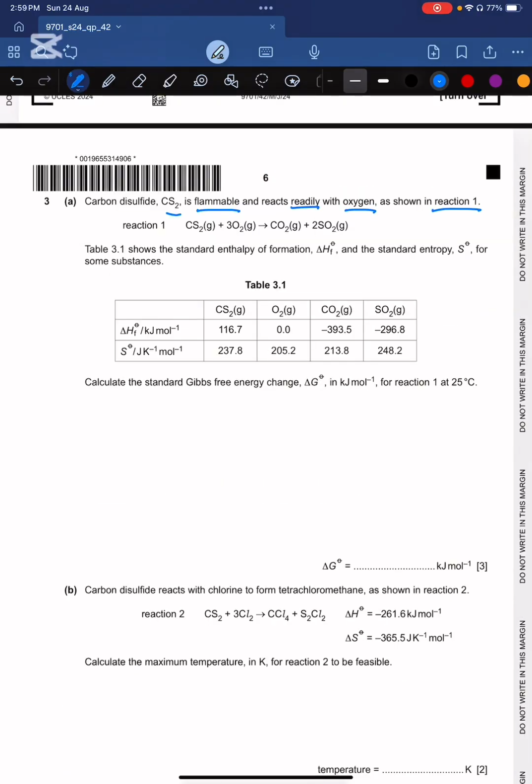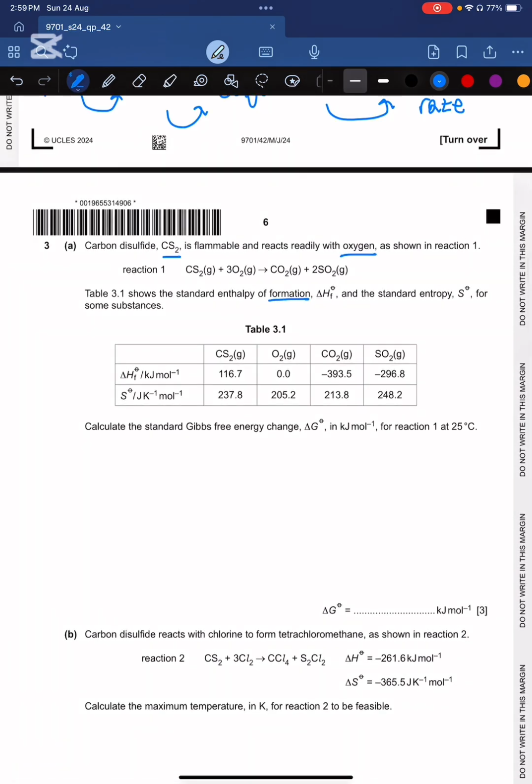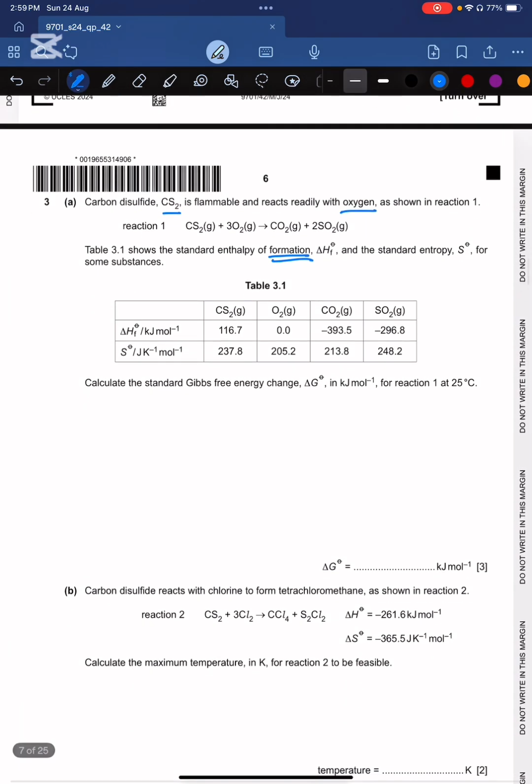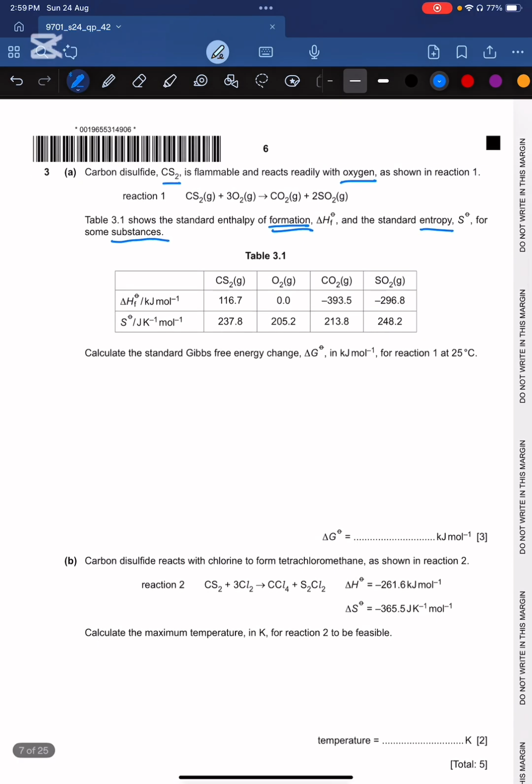Right, so the next question says that carbon disulfide is flammable and it reacts readily with oxygen, as reaction 1 shows. Table 1 3.1 shows the standard enthalpy of formation and the standard entropy for some substances: carbon disulfide, oxygen, carbon dioxide, and sulfur dioxide. What is the question asking? It asks us to calculate the standard Gibbs free energy change in kilojoule per mole for reaction 1 at 25 degrees Celsius.